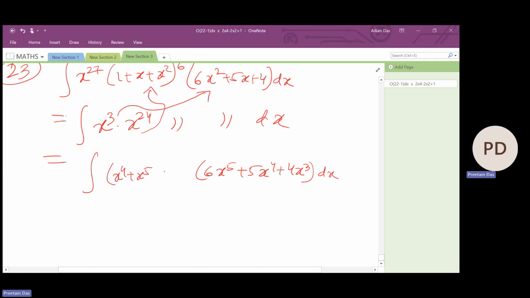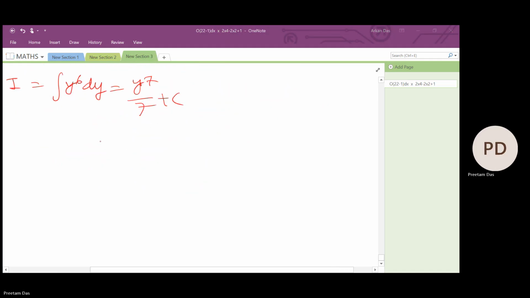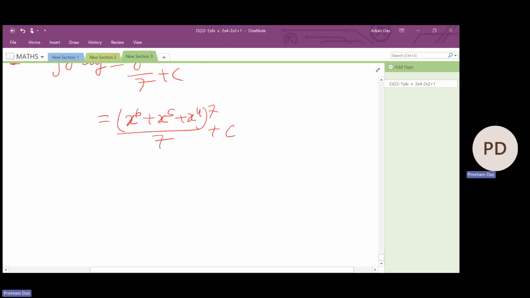You have to write x^4 raised to 6. Take this as y. This becomes dy. So integration is nothing but y raised to 6 dy. So y raised to 7 over 7 plus c. So (x^6 plus x^5 plus x^4) raised to 7 over 7 plus c.